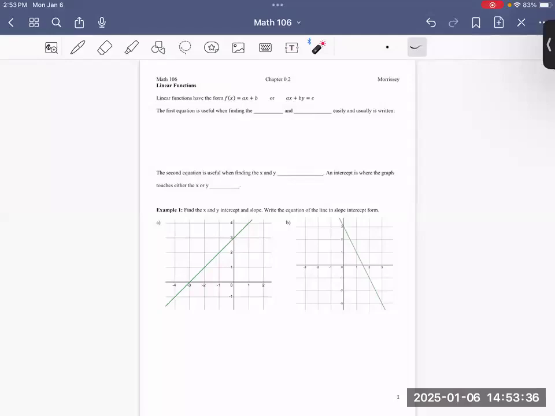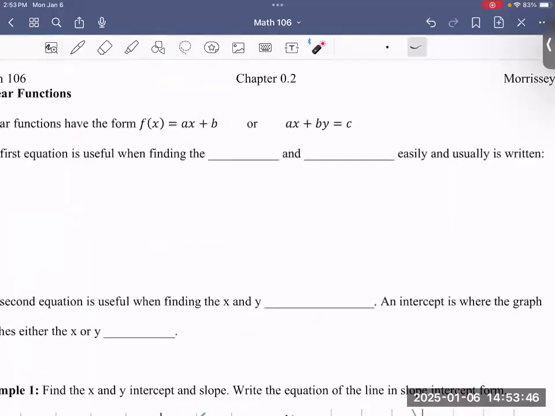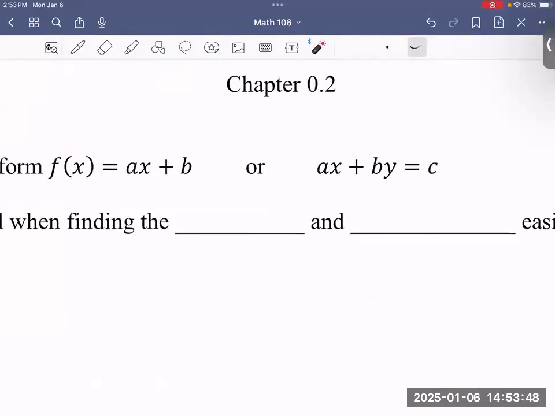Welcome to Math 106, Chapter 0.2, where we talk about linear functions and really get familiar with the ins and the outs of lines. So a linear function has the form f of x is equal to ax plus b, or ax plus by is equal to c. Now, different forms, different notations have different significance. And if you didn't like this particular form, you might be a little bit familiar with the other form.